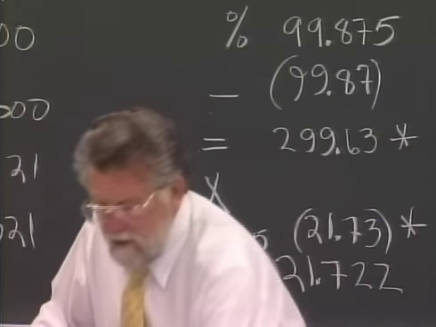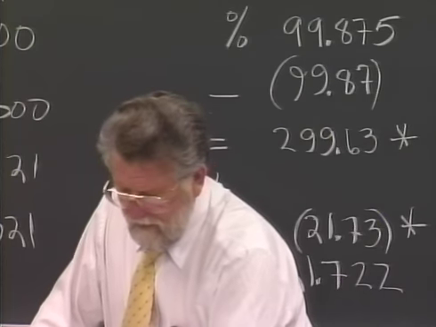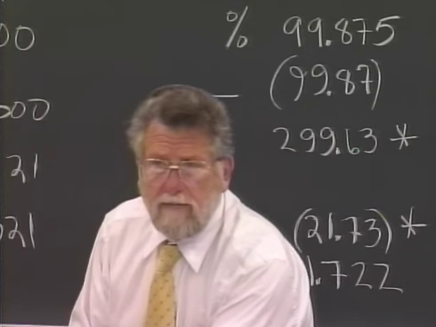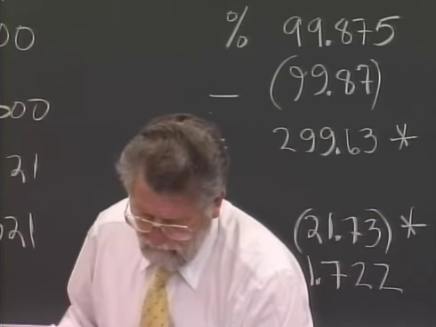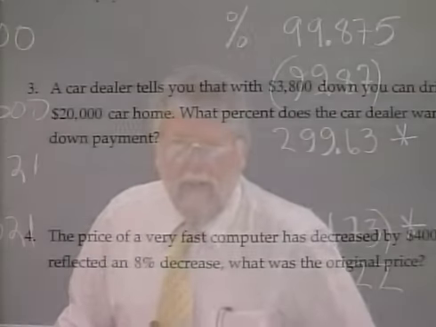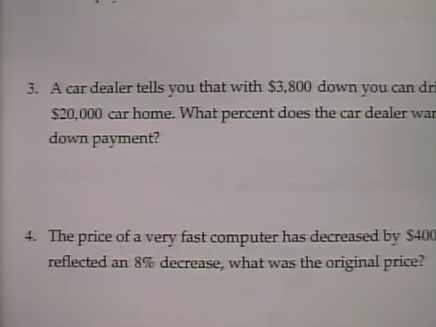Okay, number 3 in the test, a question on that. Be happy to do that. So that's on page, is it about 119? Yeah, 119. This is number 3. Now, as we read the problem, you have a car dealer who tells you that if you can come up with $3,800, you can drive this $20,000 car and take it home and it's yours.